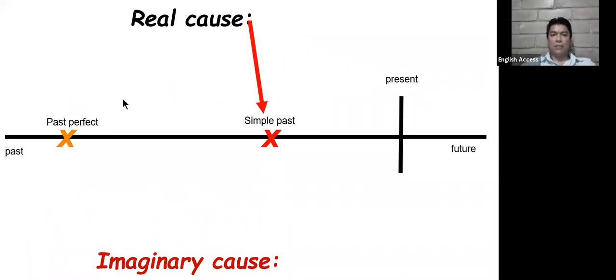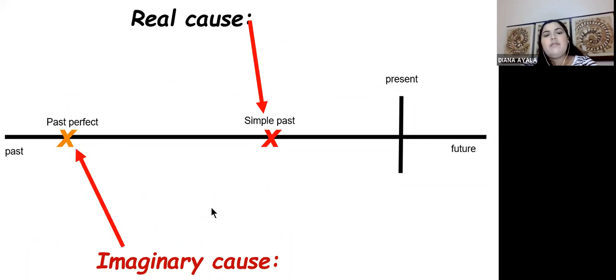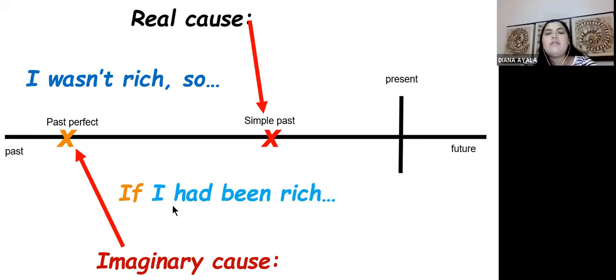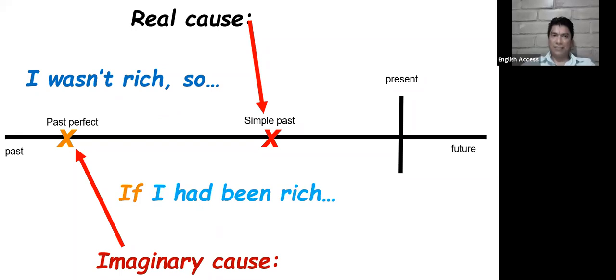Now, when the real cause is in the simple past, the imaginary cause is in the past perfect. An example: I wasn't rich. So that's the cause. What's the imaginary cause? If I had been rich. Not hadn't been, the opposite. Had been.